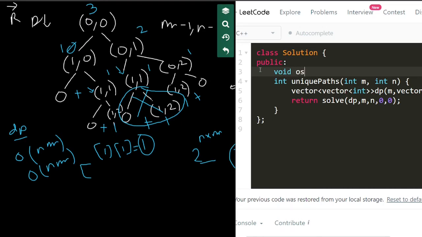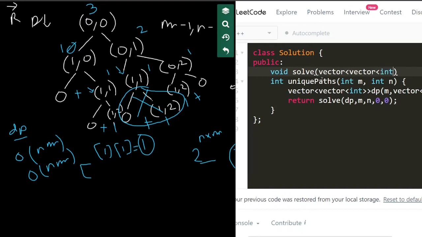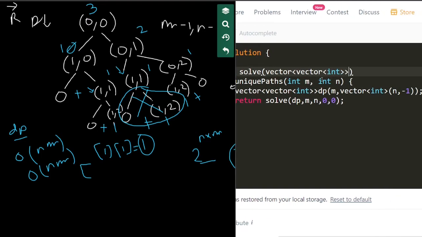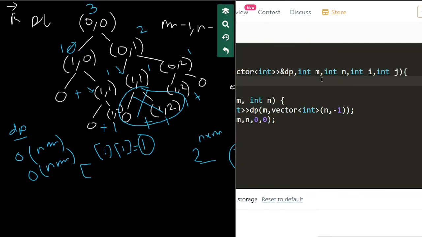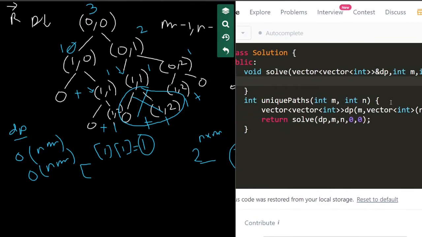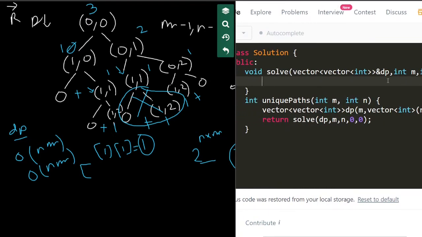So we'll have a solve function, and we'll write the parameters as a vector of vector of int, dp, and here goes your m, the number of rows, n, the number of columns. Next we would have i, and finally we have j. Now let's write this. At first, write the base conditions.